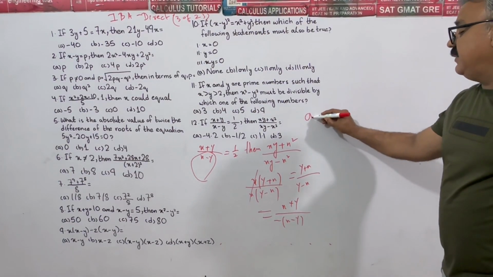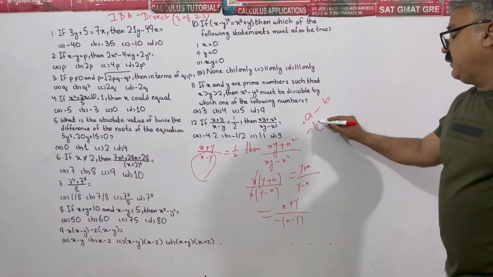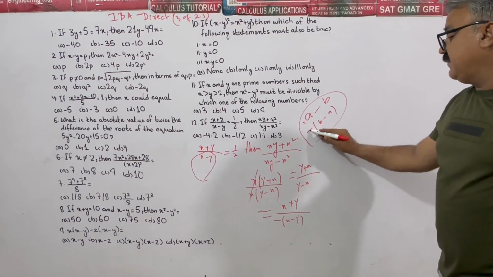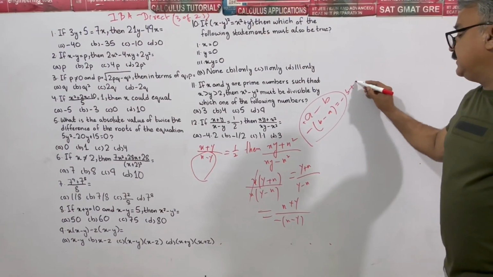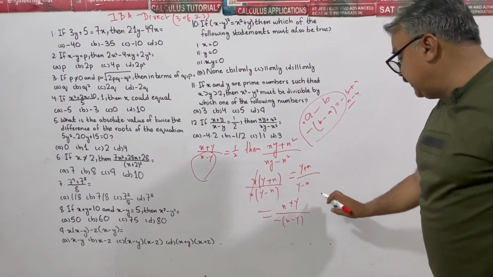Take minus common. a minus b: after taking minus common, the positive quantity will become negative and the negative will become positive. I can write it in that fashion. If you multiply by minus, you will get the same result again: minus b plus a, or a minus b. So taking minus common, look at this.